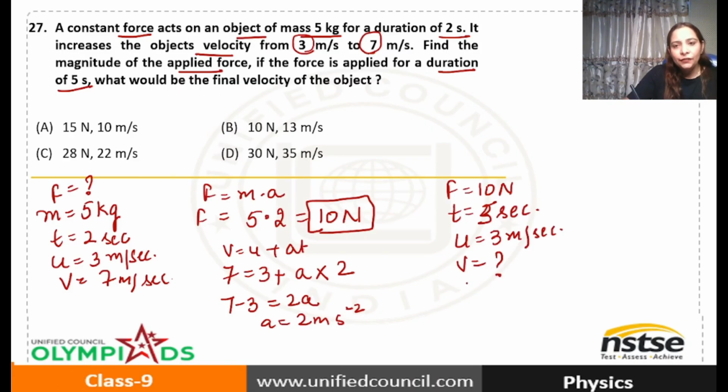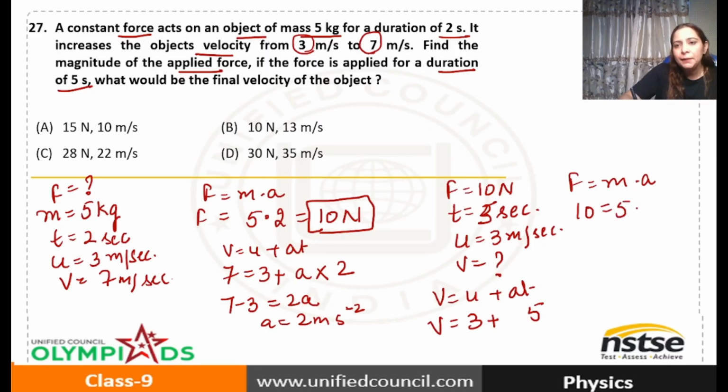Now how can we find that? We can use v = u + at. So what is v? We need to find it. u is 3, time we have is 5, and a can be found by using F = m × a. So it is 10, mass is the same, and a comes out to be 2 meter per second square. So putting the value of a here, it will come out to be 3 + 10, that comes out to be 13 meter per second.